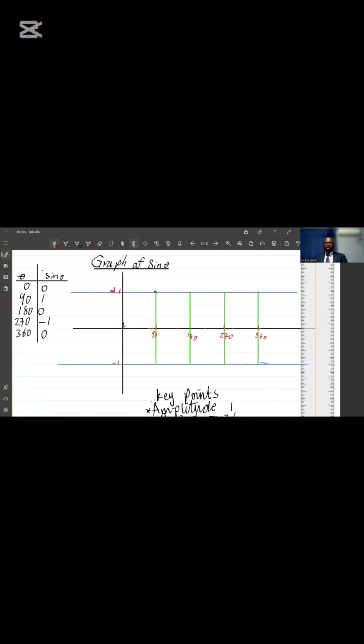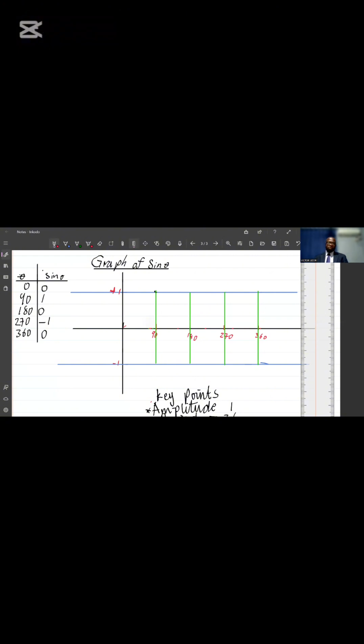writing down the summary of the things that we are going to be needing. And what are those things? The first one is that we are going to be using the points 0, 90, 180, 270, and 360 in plotting the graph. When theta is 0, sine 0 gives us 0, 90 is 1, 180 is 0, 270 is negative 1, and 360 is 0. So we are going to use those points to plot the graph of sine theta.